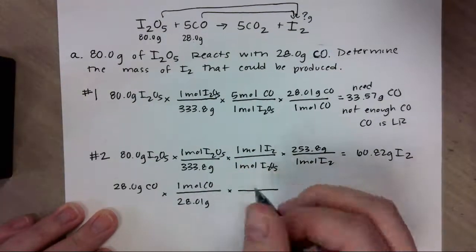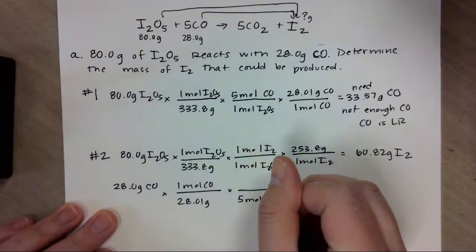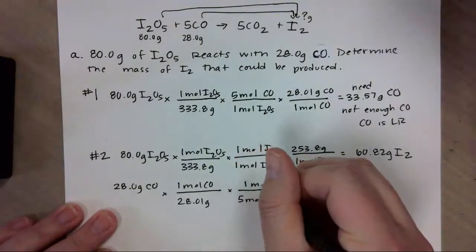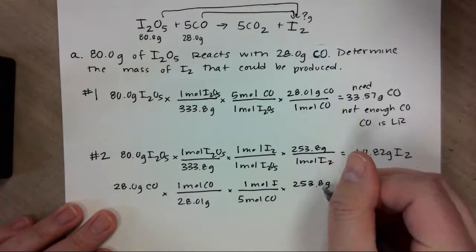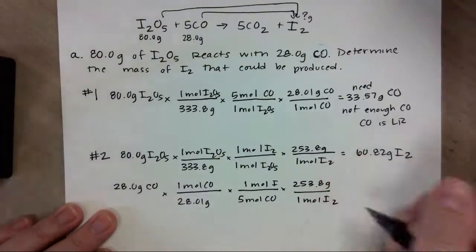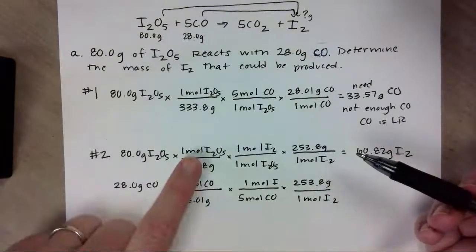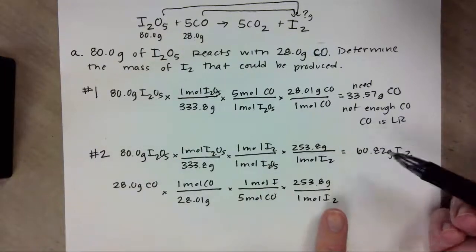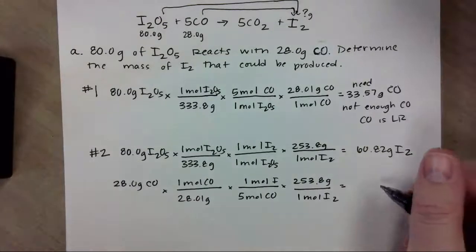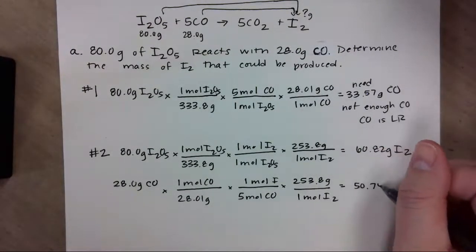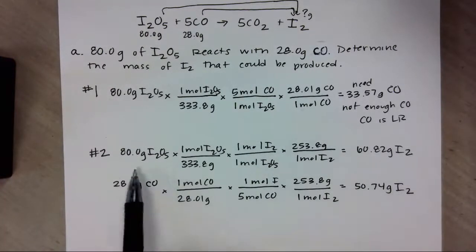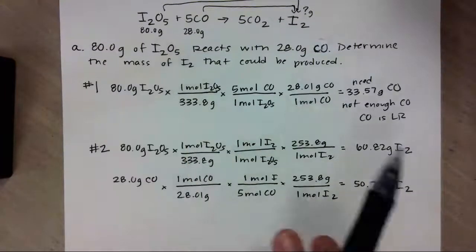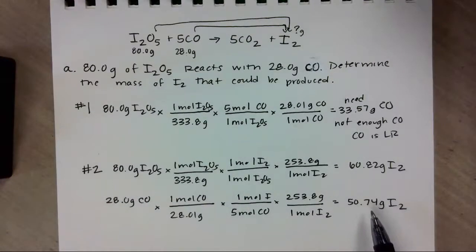Now I've got to look at my mole ratio. For 5 moles of carbon monoxide, I'm going to produce 1 mole of I2, and then that weighs, again, 253.8 grams for 1 mole of I2. So you can kind of see the starting is different, but the end is kind of the same. And when I put this into my calculator and I solve, I get 50.74 grams of I2. So if all 28 grams of carbon monoxide are able to react with a complete excess of the I2O5 up here, I could only produce 50.74 grams of iodine.